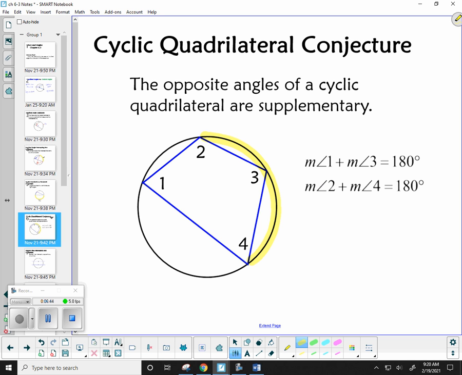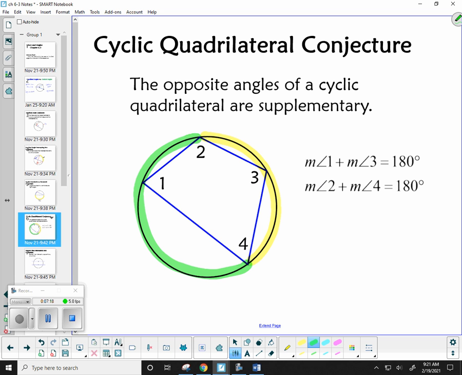Now let's focus on angle 3. If I follow the legs of angle 3 out, this is my intercepted arc. And I know angle 3 has to be half of that green arc. Well, how much of that circle did I just highlight? The whole thing, right? So I have 360 degrees that I've highlighted. So what's half of 360? 180. So that's why the opposite angles are going to be supplementary.